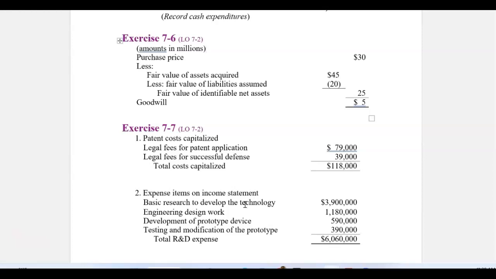However, the other research and development that you do on a daily basis will be expensed immediately in the year. So research and development, design, prototype, testing, modification, all of them will be research and development expense. Good.